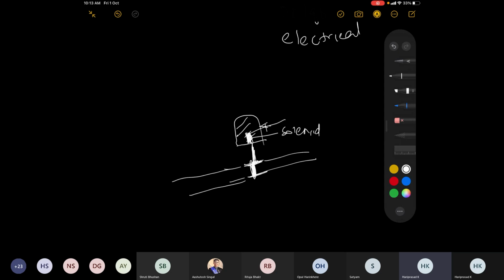And when the solenoid is de-energized, it would again go back, so there would not be any blockage. So the point here is that here you only need an electrical signal.